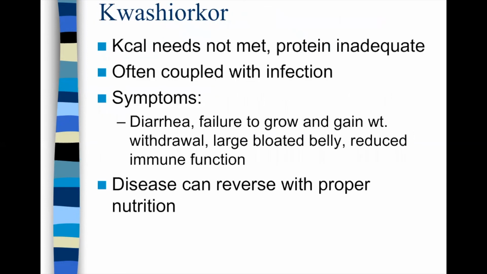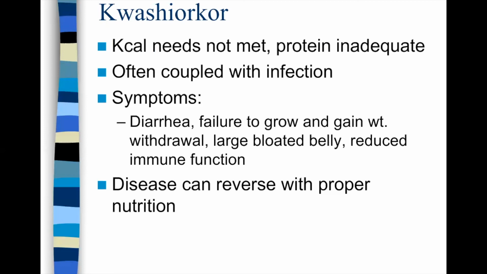So the first type of protein calorie malnutrition is kwashiorkor, and this is when calories are not met. So overall calories are very low, but they do still get a little bit of protein.